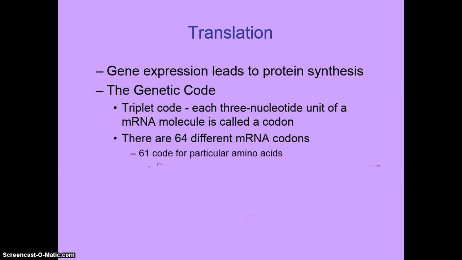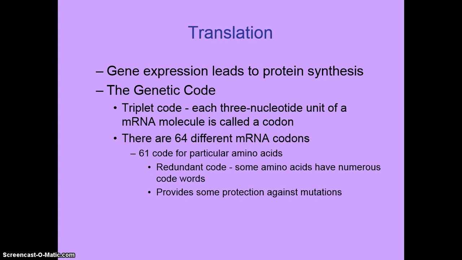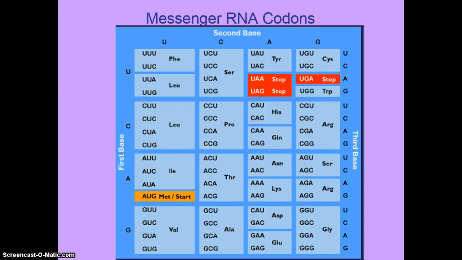61 code for particular amino acids. There's a redundant code sometimes, and some amino acids have numerous code words. It provides some protection against mutations. And there are stop codons that signal the end of a polypeptide being formed.